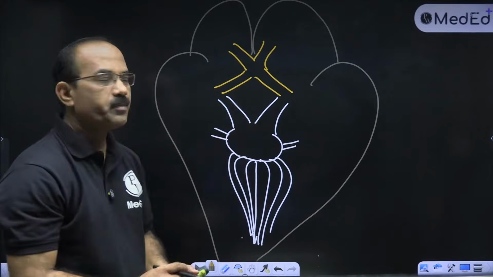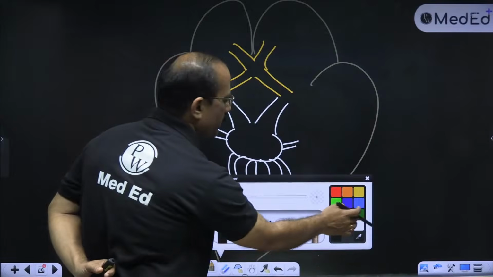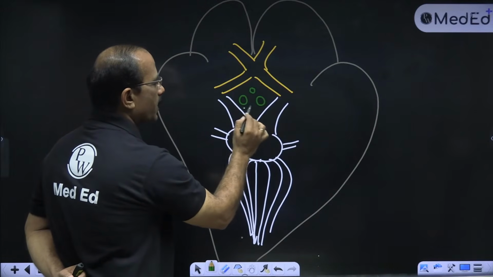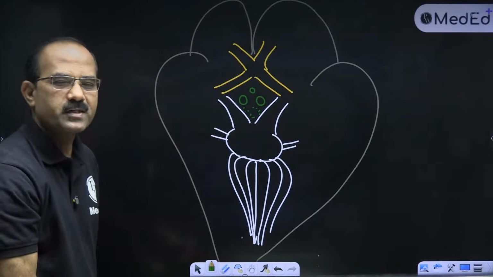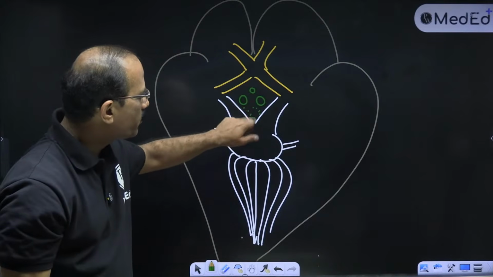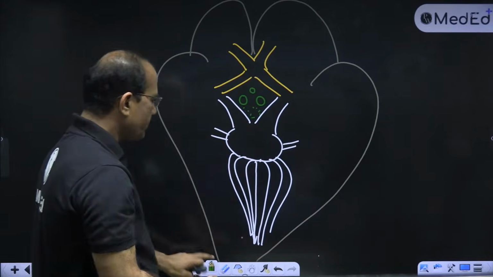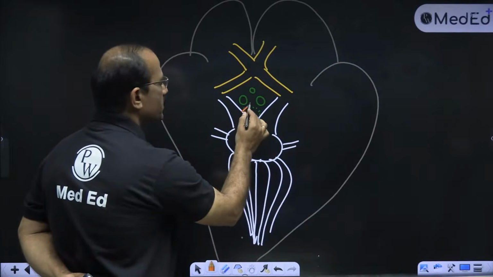The floor of interpeduncular fossa is formed by, any guesses? The floor is formed by the pituitary stalk, the mammillary bodies, and the posterior perforated substance. The contents of interpeduncular fossa are, tell me, what is this?